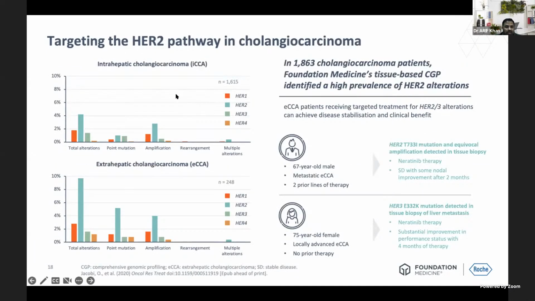The other alterations which can be found are HER2 alterations. These alterations are basically found in the extrahepatic cholangios. These can also be targeted using anti-HER2 agents. These are examples of two patients who were treated with HER2 inhibitors like neratinib. Neratinib is a pan-HER inhibitor. It led to stable disease in one patient, and in the other patient, it led to a substantial improvement in the performance status after 4 months of treatment.